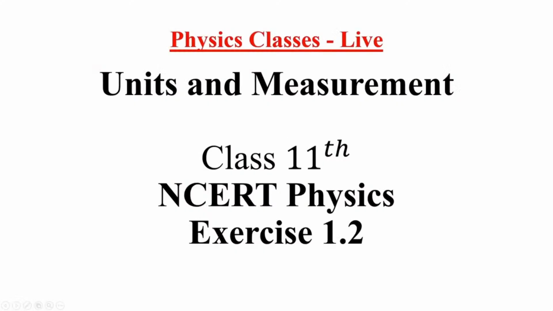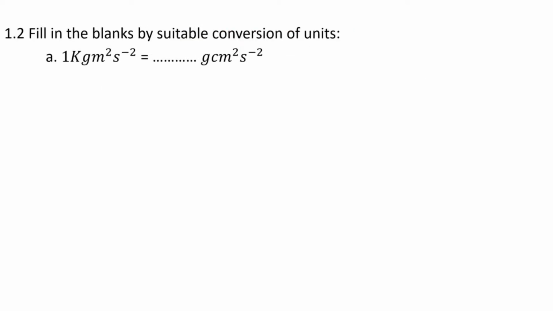Hello everyone. In this video we are discussing exercise 1.2 from class 11th NCERT physics chapter units and measurement. So moving forward, the question says fill in the blanks by suitable conversion of units. Here 1 kg meter square per second square needs to be converted to gram centimeter square per second square. We don't know exactly what the magnitude is in this unit.